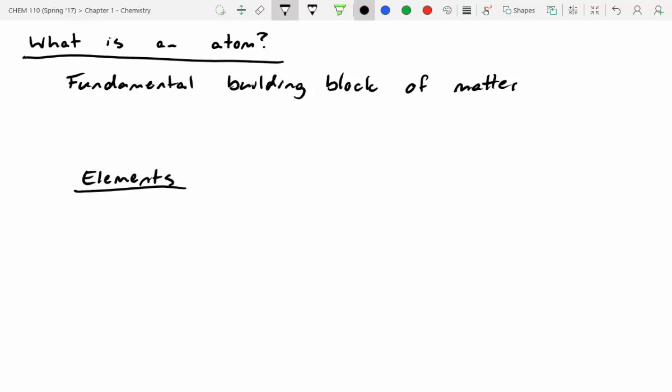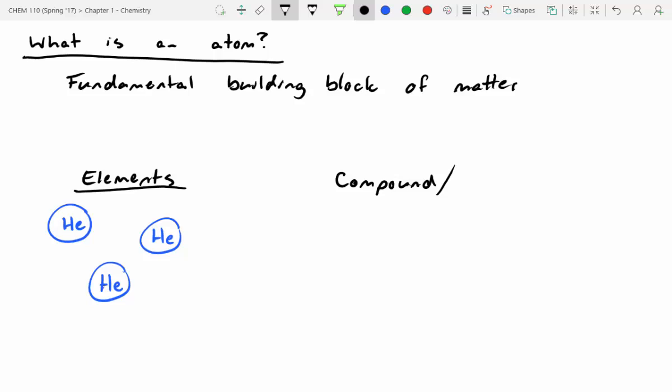So elements, you can think of them in a few different ways. We said a good example would be something like helium. If you've got helium gas, it's basically just a bunch of helium atoms flying around in gaseous form. Where we said that a compound or a molecule would be something like water. And water, we said, is made up of a couple different elements.